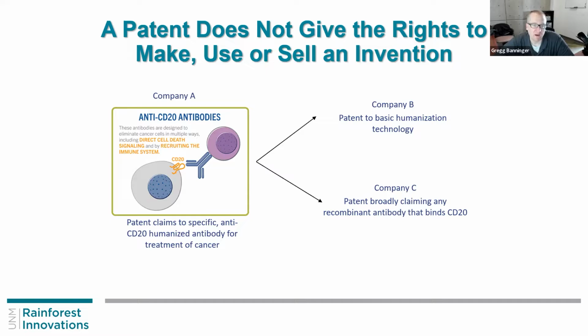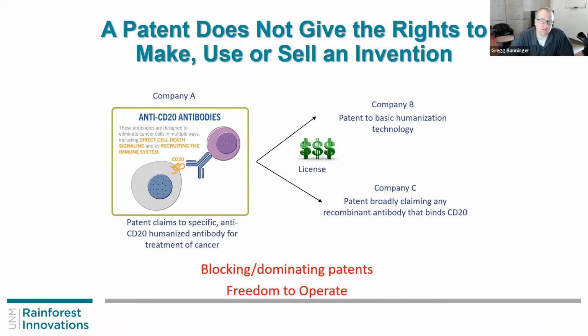However, company B owns the patent that was used to make that technology, and company C has a broader patent that covers your antibody as well. So in order to be able to practice your invention, you would need to get the rights to those, which tend to happen with a license agreement from those companies. So this is why it's very critical to do a freedom to operate analysis.